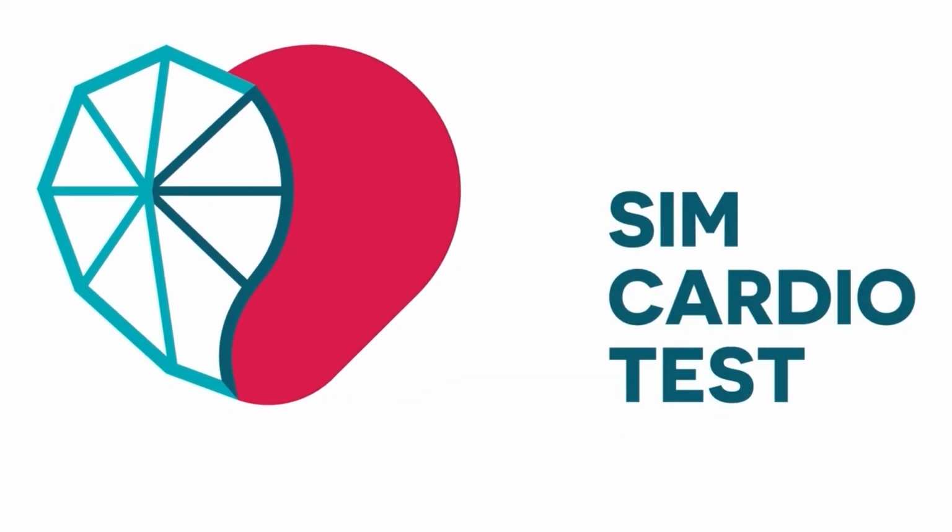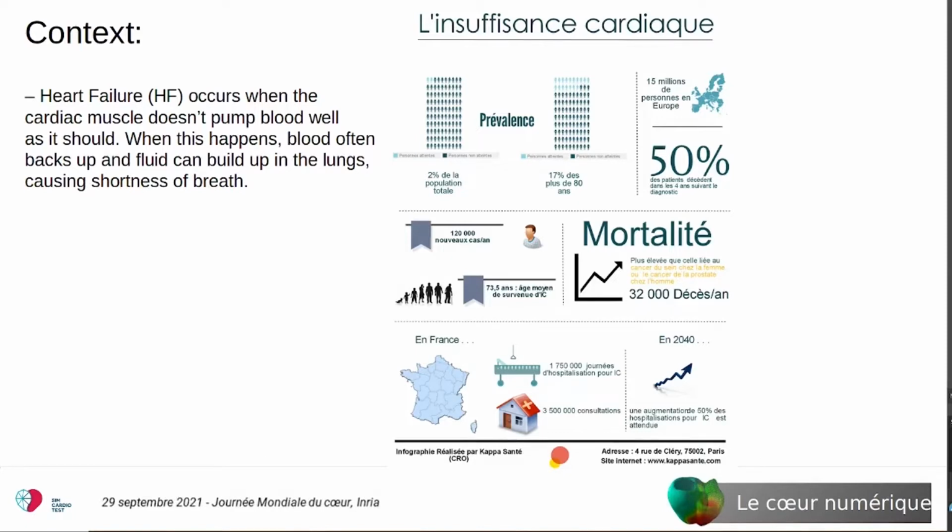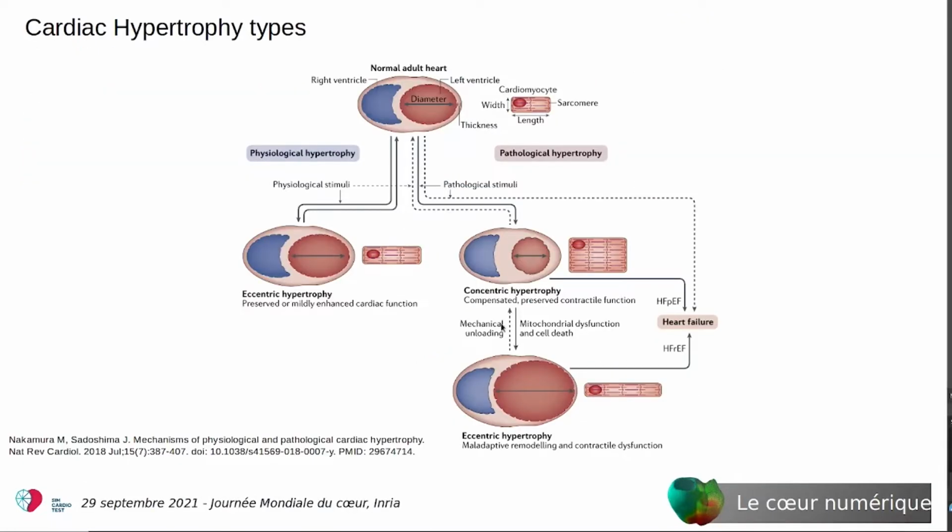Today we're going to discuss a little bit on how we use computational modeling with the aim of a better understanding of heart failure. Heart failure occurs when the cardiac muscle does not pump the blood well, as it should. When this happens, blood often comes back and fluid can build up in the lungs, causing shortness of breath, lack of oxygen, and you can develop a lot of problems. It affects around 2% of the population. It's a very serious heart disease.